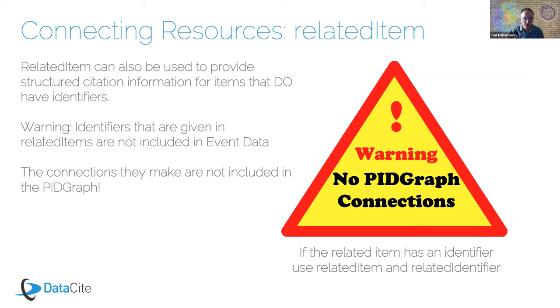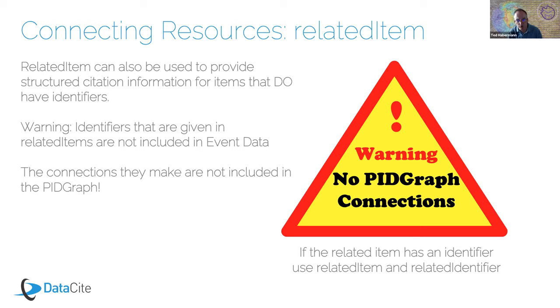Unfortunately, this introduces into the schema two ways that you can make these relations, either using just an identifier or using an identifier and a more complete description, because the related item also includes an identifier. And we did that because there were some use cases that the community brought up where they wanted to have an identifier and more detailed citation information. So we were trying to kill two use cases with one stone here.